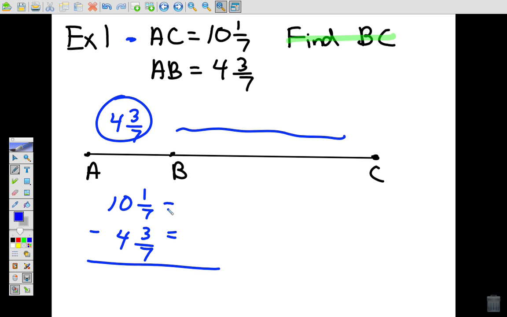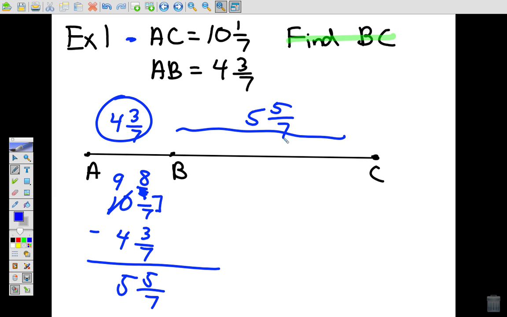I have a common denominator, so I don't need to do anything else with that. But what I do need to do is, I cannot take 3 away from only 1. So I borrow, that leaves 9. You always borrow 1, and add the two numbers with a fraction next to it. 7 and 1 is 8, so I replace the top number with 8. Now I can subtract. 8 minus 3 is 5, over the common denominator 7, and 9 minus 4 is 5. So the length of BC is 5 5/7.